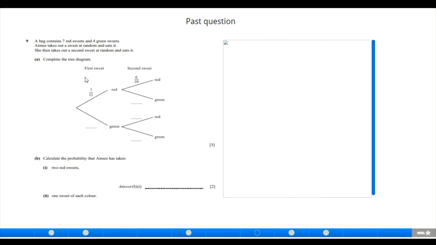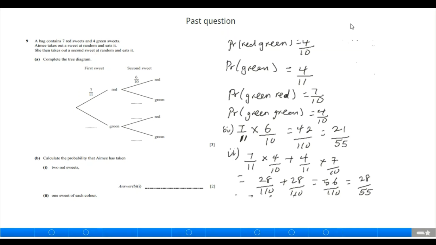So this tree diagram is telling us that a bag contains 7 red sweets and 4 green sweets. Ahmed took out a sweet at random and ate it. She then takes out a second sweet at random and ate it. We have to complete the diagram. This diagram is supposed to pop up the solution. Let's see what happened. Okay, so we have to complete the tree diagram that we've seen below. Then with that, we have to calculate the probability that Amy has two red sweets and Amy has one sweet of each color.